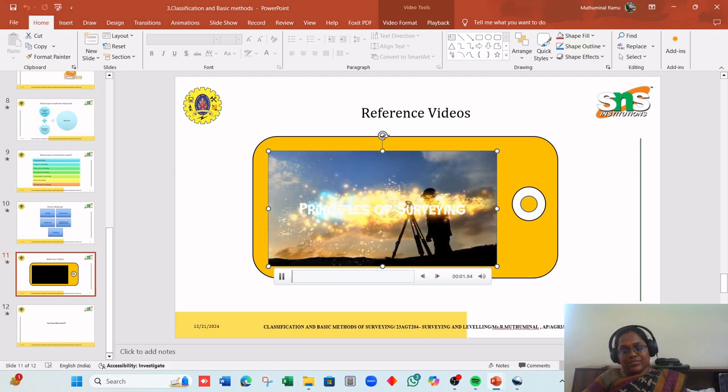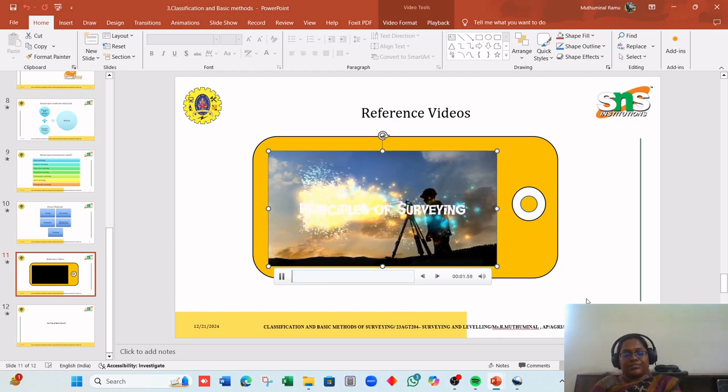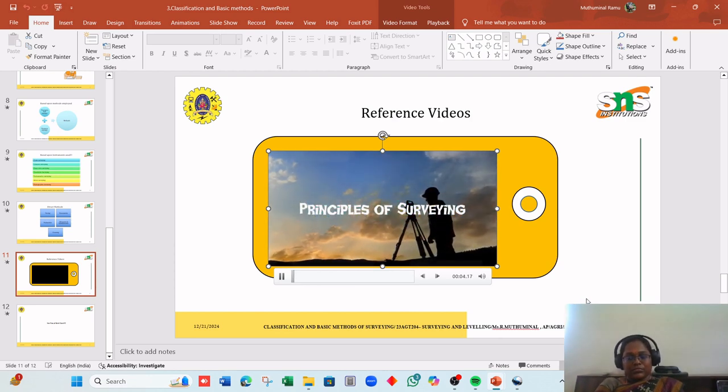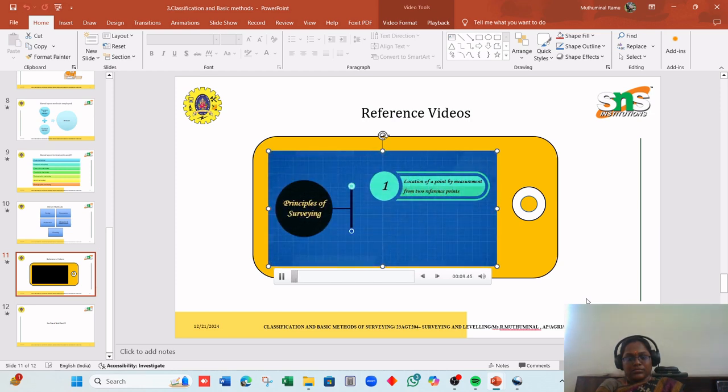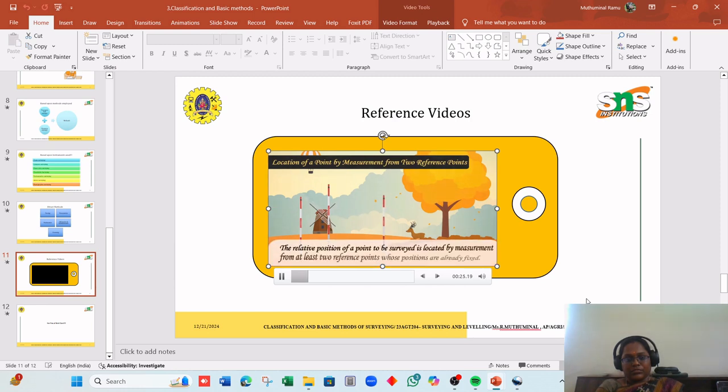Principles of surveying. This video explains the two fundamental principles of surveying. The two fundamental principles of surveying are location of a point by measurement from two reference points, and working from whole to part. Location of a point by measurement from two reference points: the relative position of a point to be surveyed is located by measurement from at least two reference points whose positions are already fixed.